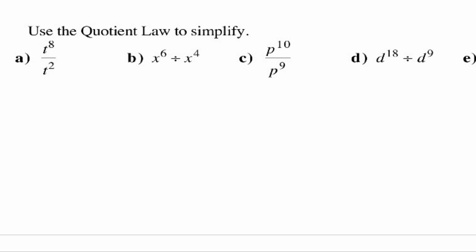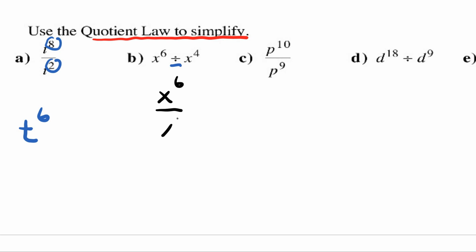For question number 6, use the quotient law to simplify. Okay, so we should be able to do this a little bit quicker. So if we're dividing, we just subtract the power. So 8 minus 2 is going to be 6, so t to the power of 6. Over here, if you see the division sign, this is the same thing as x to the power 6 over x to the power 4. So when we're dividing and the bases are the same, you just subtract the powers. So 6 minus 4 is going to be 2, x to the power 2.